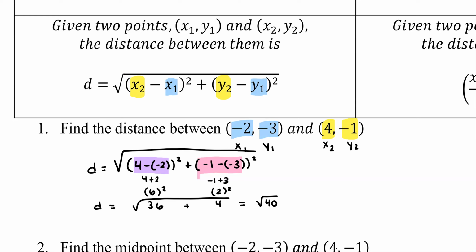Now remember, you have to simplify your radicals. So let's see, 40 is 4 times 10, and 4 is 2 times 2, and 10 is 2 times 5. So we've got a double 2, so 2 goes outside, and then 2 times 5 goes inside, so 2 square roots of 10. So the distance between these 2 points is 2 times the square root of 10. So you always want to simplify your square roots if you can.